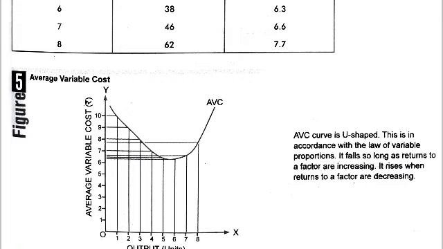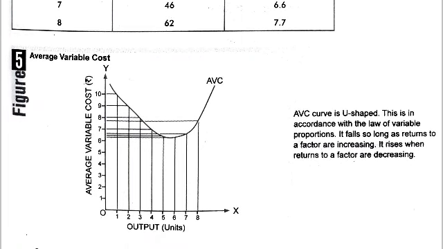This curve is U-shaped. Initially when the output increases from 1 to 2 to 3 to 4, 5, 6, average variable cost declines. But beyond 6, when we increase production by more than 6 units, or when we are producing the 7th unit or 8th unit, you can see the average variable cost curve now starts to turn upwards. Now it starts to rise again. Therefore, it forms a U-shaped curve. The average variable cost curve is U-shaped. This is in accordance with the law of variable proportions.